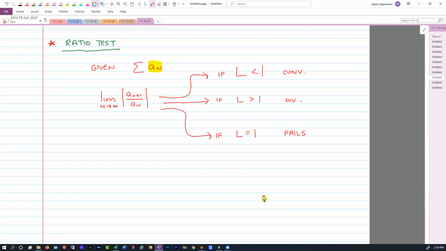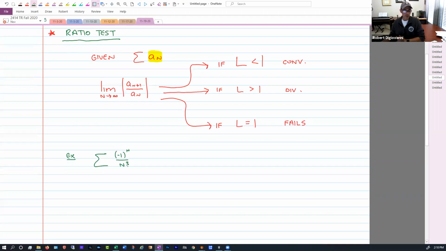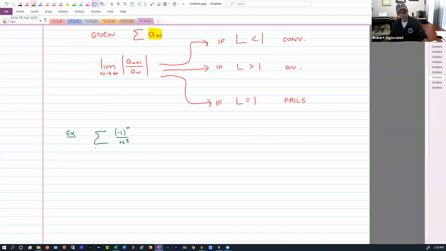But what is the probability of this test failing? I can't give you a percentage. Let's just do this hypothetically. Let's look at the problem we just did, this one right here. We know that this series converges, don't we? We've done this problem already, with the alternating series test.